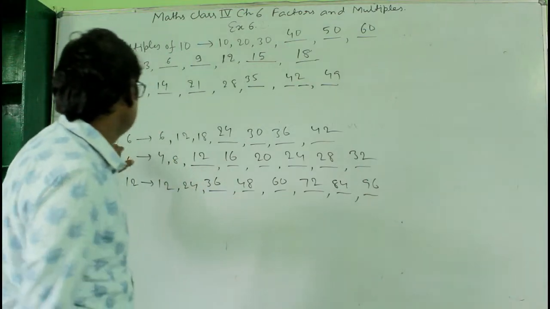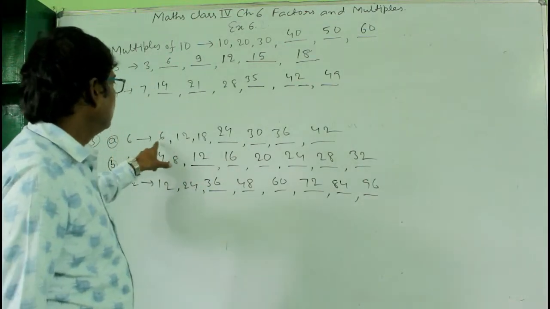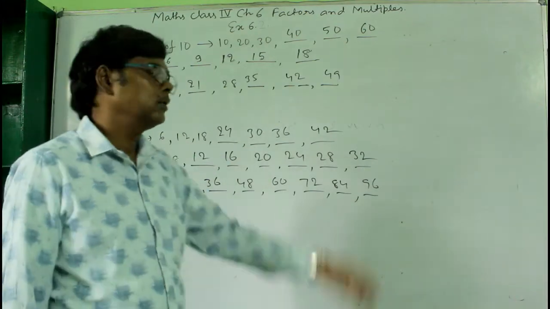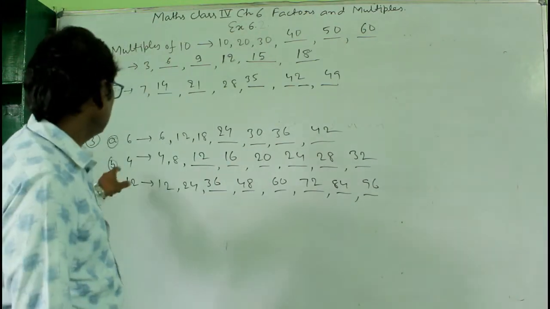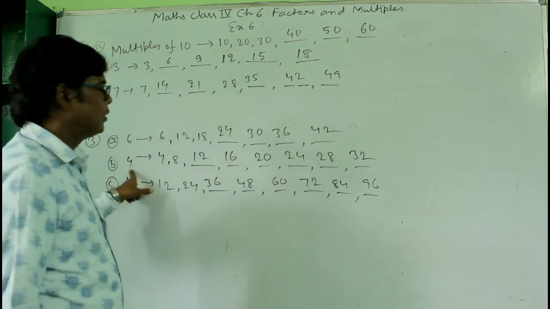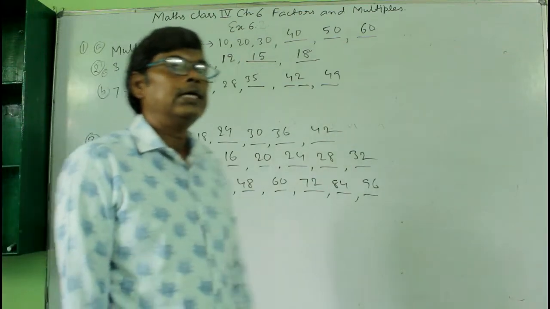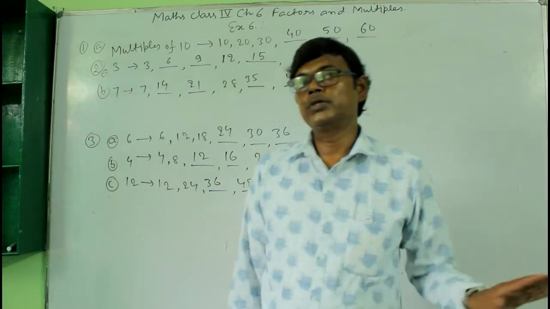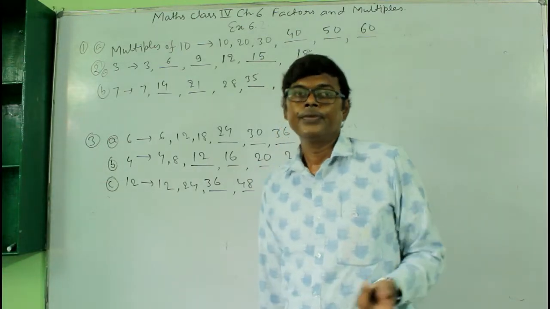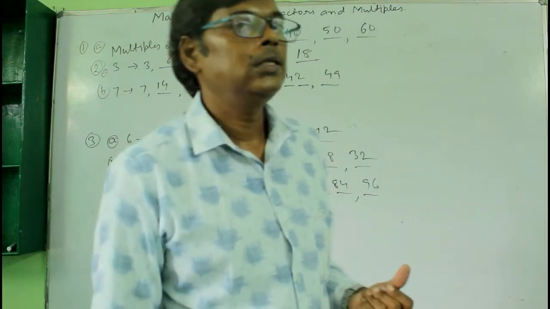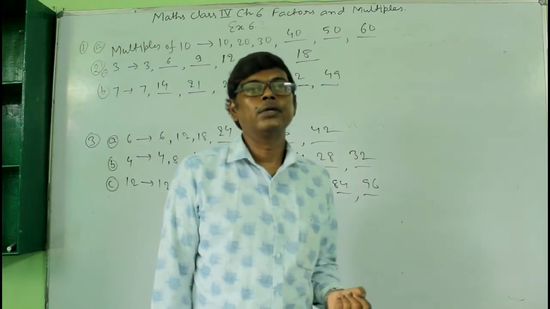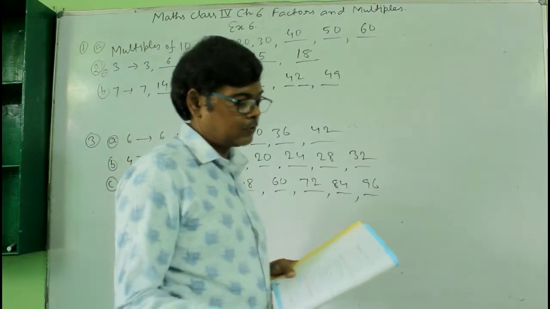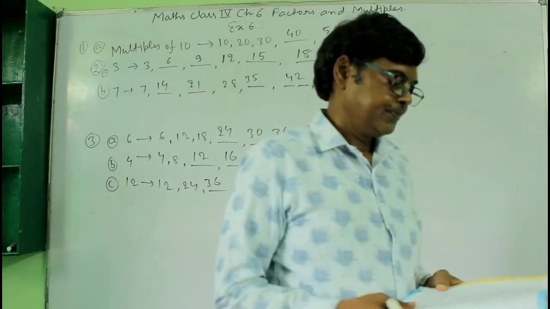Now see here that the multiples of 6, all the numbers are even numbers. Okay, 6, 12, 18, 24, all are even numbers. And 4 is also an even number, so all the multiples of 4 are even numbers. Similarly 12 is an even number, and all the multiples of 12 are even numbers. So it means that the multiples of even numbers are even numbers. Here in this blank space you will write even numbers.